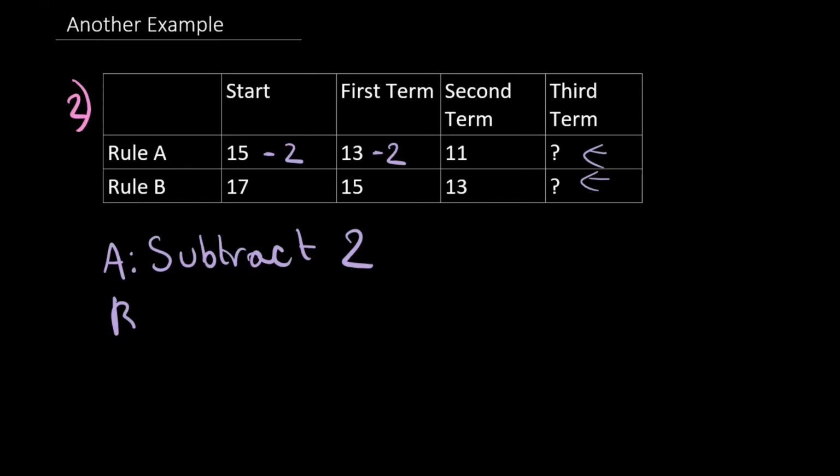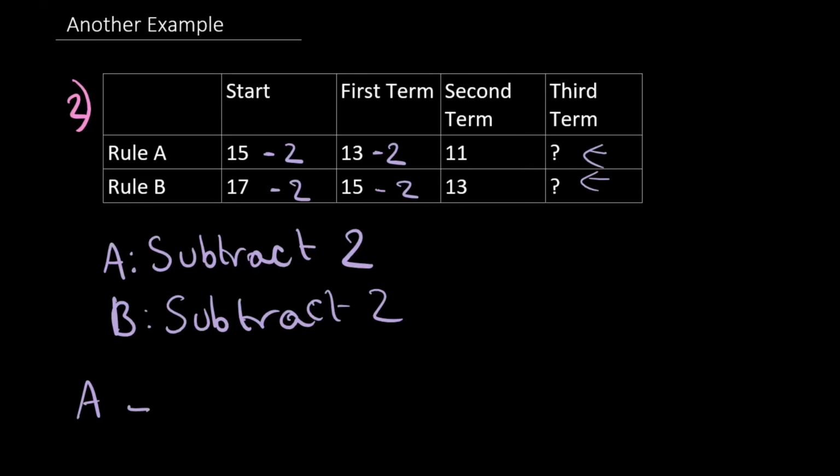So now let's figure out the rule for B. Again, 17 and 15. We can do 17 minus 15 to figure out the rule. 17 minus 15 is 2, so 17 minus 2 equals 15. And let's see if that's true for all the other numbers. So 15 minus 2 is 13. Okay, so that's our rule. It's the same rule as A. Okay, subtract 2.